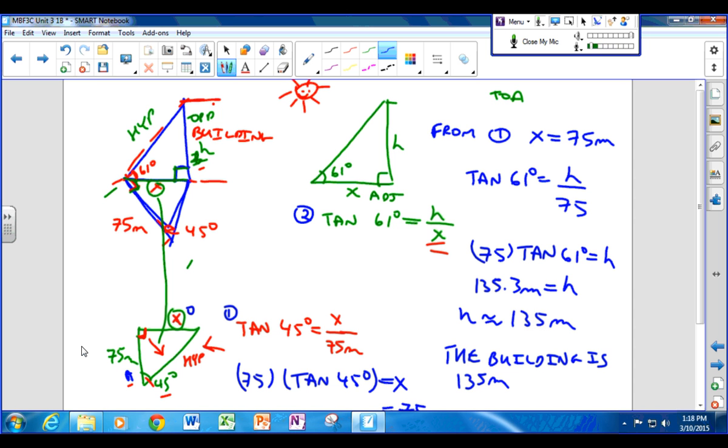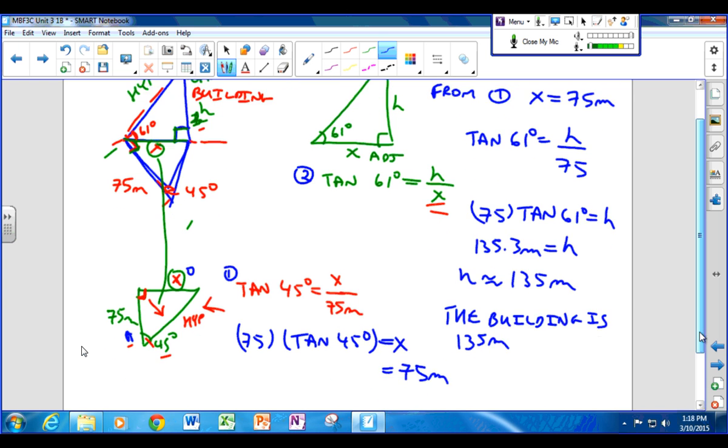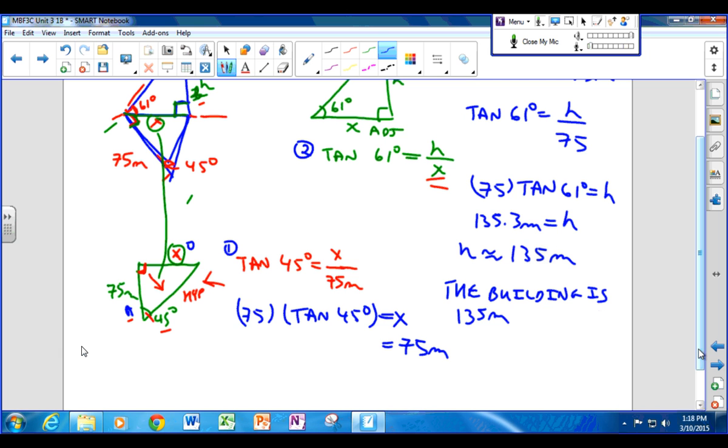Now let's take a look at the scenario. 135 is a pretty tall building, but it seems about right. I mean, it doesn't strike me as something terrible, right? What if we got 13.5 meters? That would be problematic because that doesn't seem like it would be correct for a building that casts a 75-meter shadow, right? And if it was 1,300 meters, 1.3 kilometers, again, you're going to say, I don't know too many buildings that are 1.3 kilometers high, right?